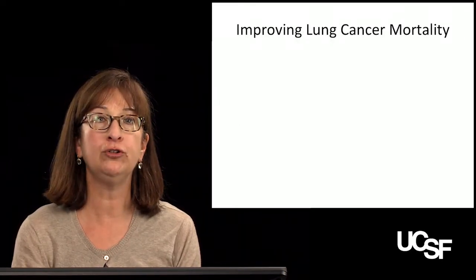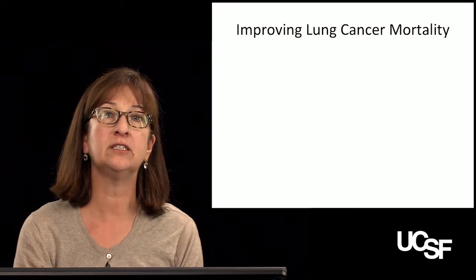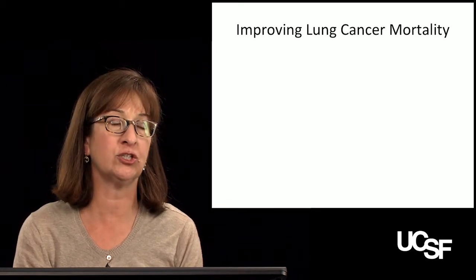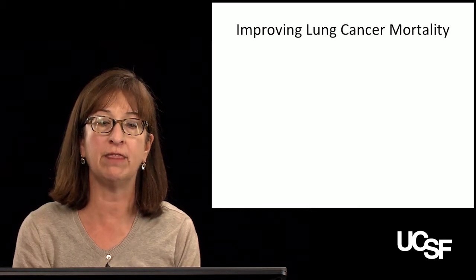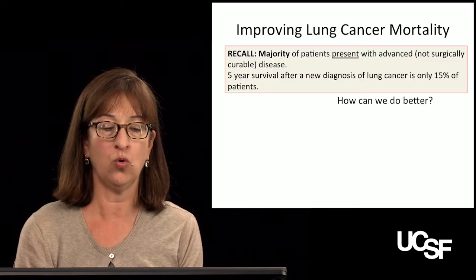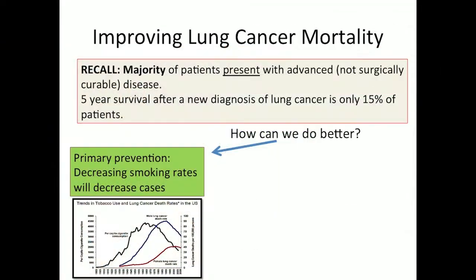Now, how can we improve lung cancer mortality? We talked about how only 15% of patients will be alive 5 years after the diagnosis. So how can we do better on that? One way is to stop patients from starting smoking. That would decrease smoking rates, and will certainly decrease lung cancers. We've already seen that the decline in smoking has led to a decline in lung cancer rates in men and is just starting to show that same decline in women.